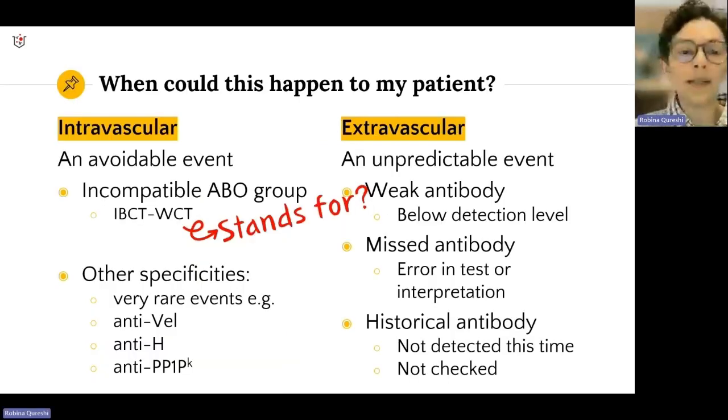Okay, so when could this happen to my patient? So we've got intravascular, an avoidable event most of the time, and it's because we're giving incompatible ABO groups, when you read SHOT reports. So here's my question for you: what does that stand for? It's a lot of typing actually, so if you just want to type the last 3 letters, I'll be happy with that.